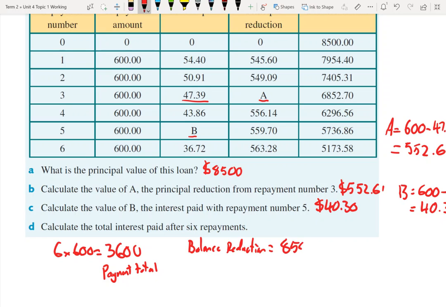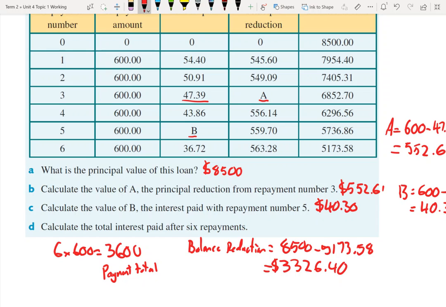That's going to be 8,500 minus 5,173.58, which is $3,326.40. Okay, so I hope you can see where I'm going now.